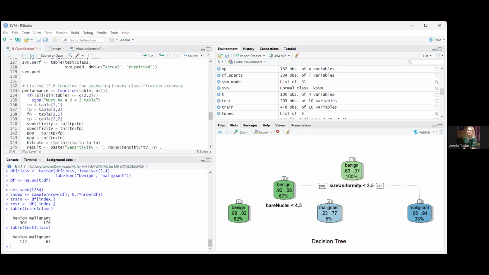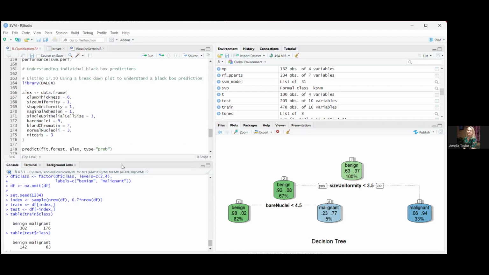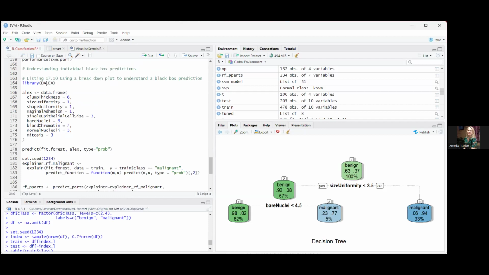Further down here, you're going to see our use of the library called DALEX. This is one of the libraries in R that allows you to do explainable AI on your model. You might have to install it, so just run install packages for DALEX. And here we have our person. And let's run this.